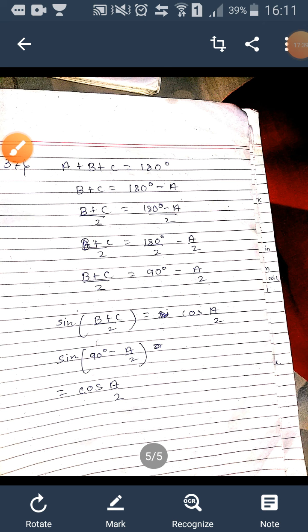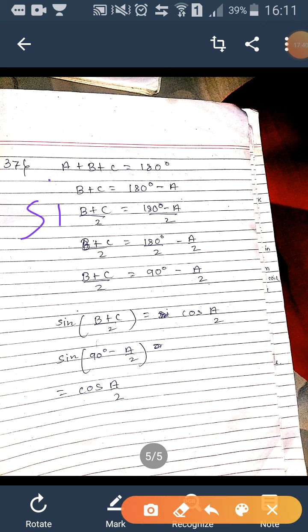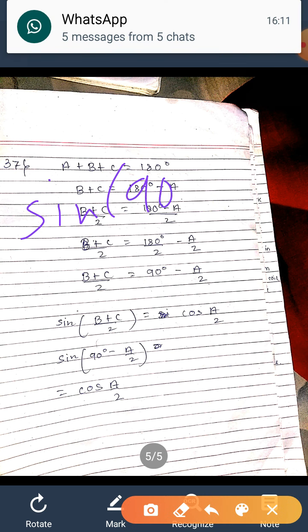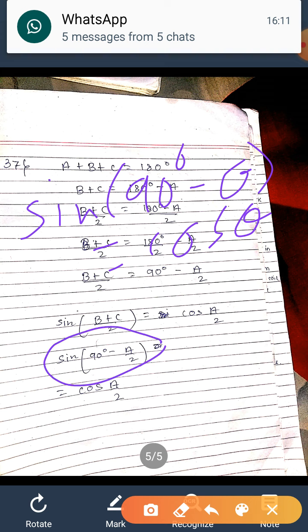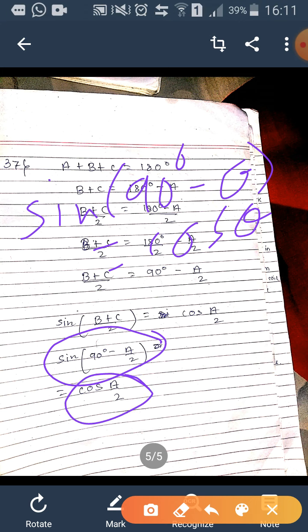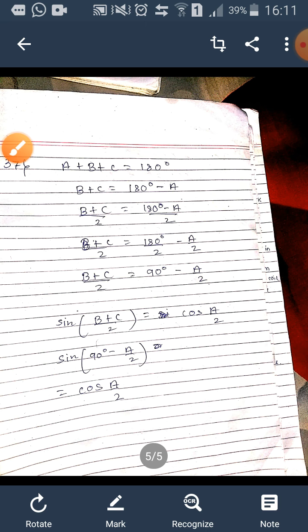So since sine (90 degree minus theta) is equal to cos theta, can't I write that sine (90 degree minus A by 2) as cos A by 2? I can write this. And this is what they had asked us to prove on the right hand side. So this is equal to RHS, and hence we have proved this.